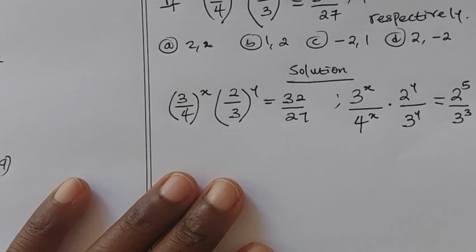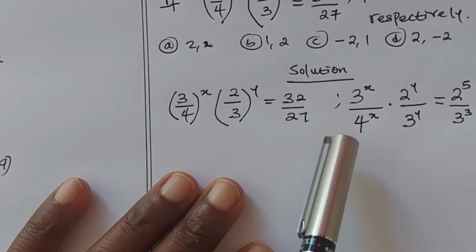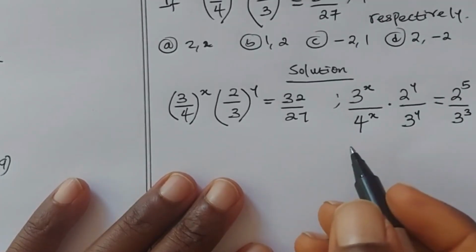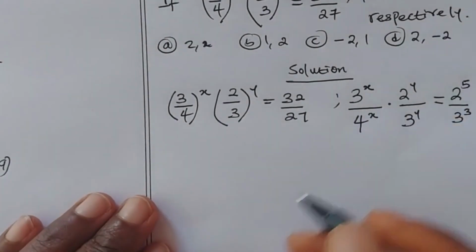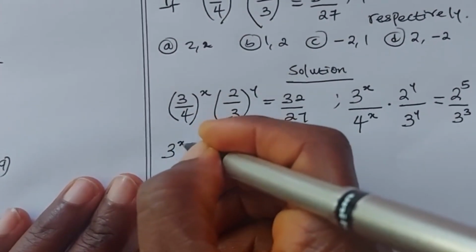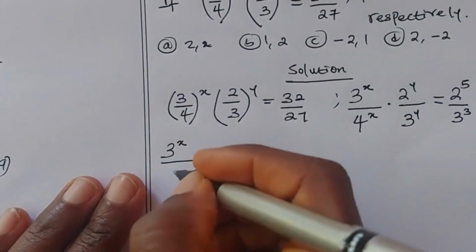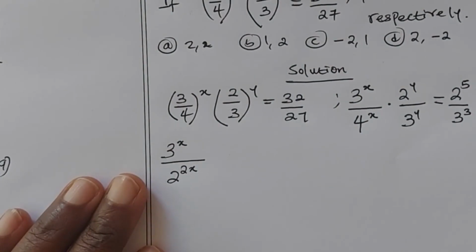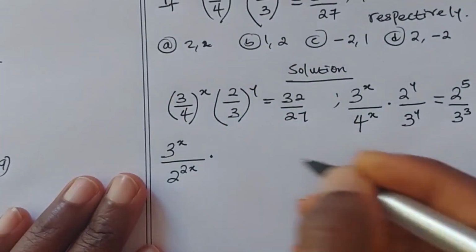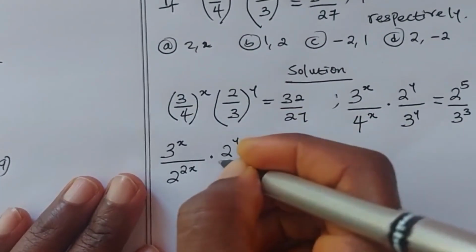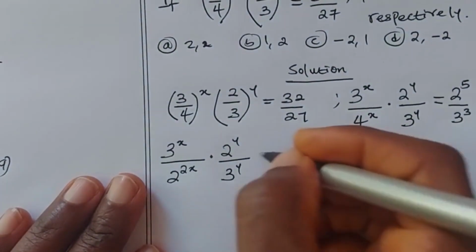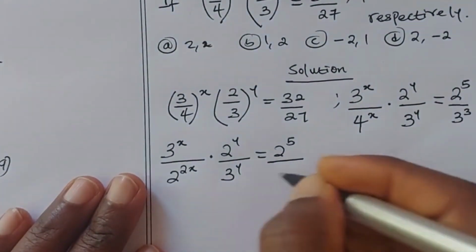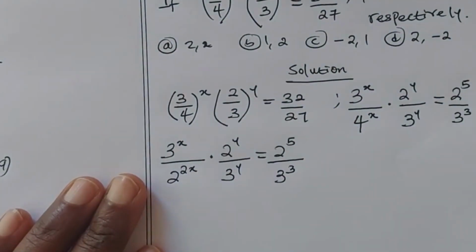Now, I think this is the only odd one amongst all these, so we have to break 4 down to 2 raised to the power of 2. So we have 3 raised to the power of x over 2 raised to the power of 2, which is 2 raised to the power of 2x, multiplied by 2 raised to the power of y over 3 raised to the power of y. And of course we have 2 raised to the power of 5 over 3 raised to the power of 3.